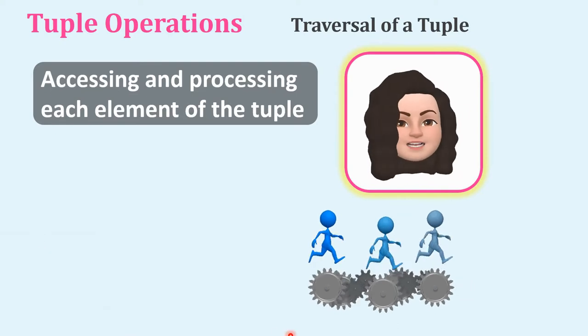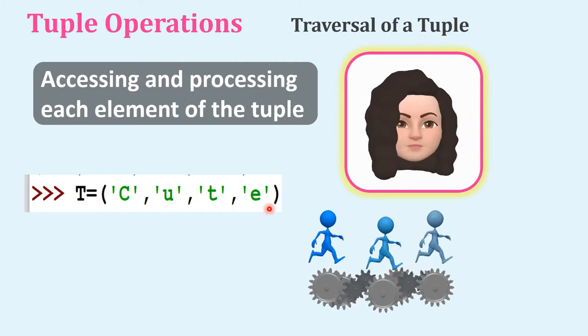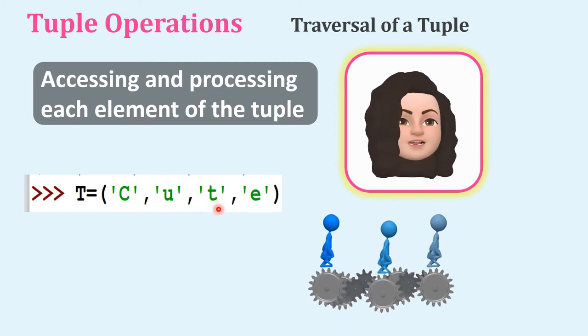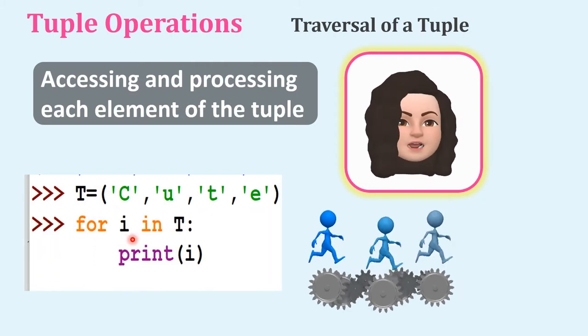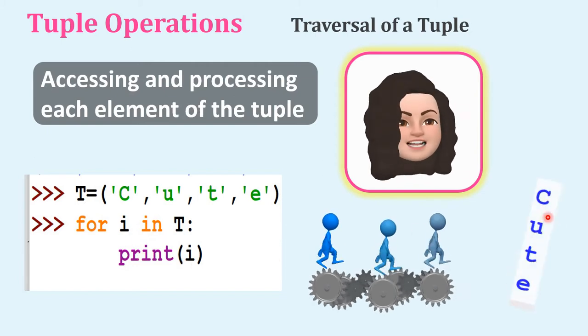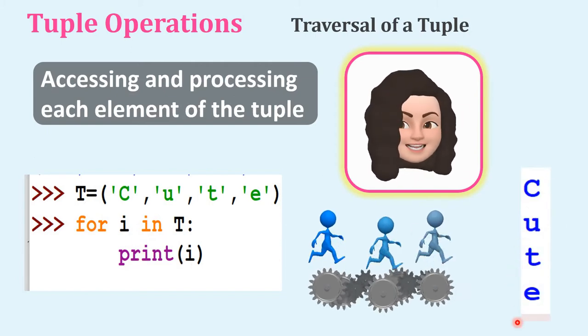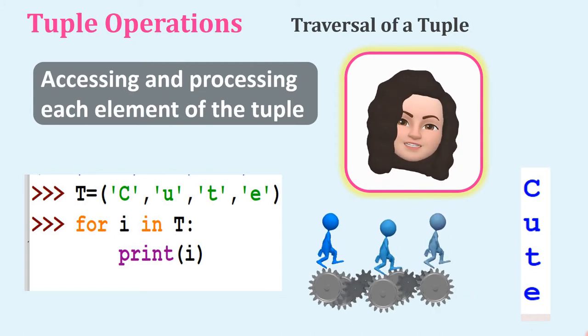So let's declare a tuple t is equal to CUTE. Now I want to print every element of this tuple one by one. So let's use for loop, for any variable name i in the tuple variable t, print i. So what is it printing? C, U, T, E. So accessing and processing every element of the tuple is known as traversing.